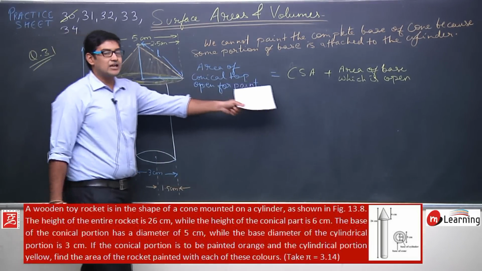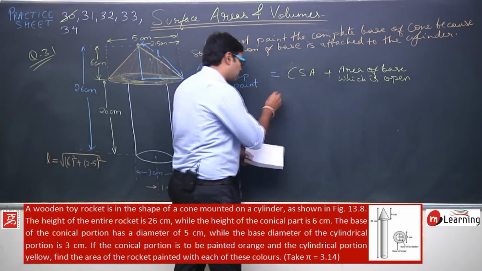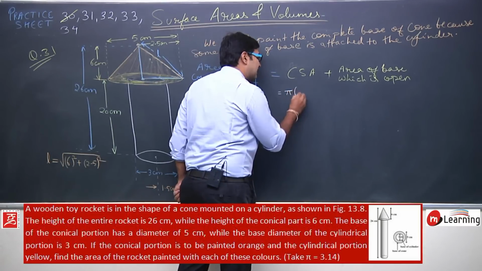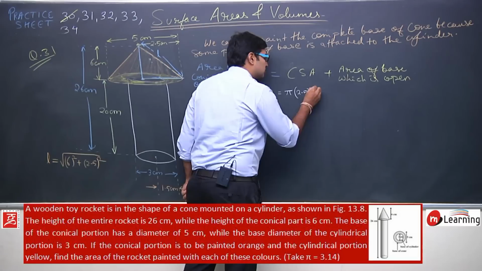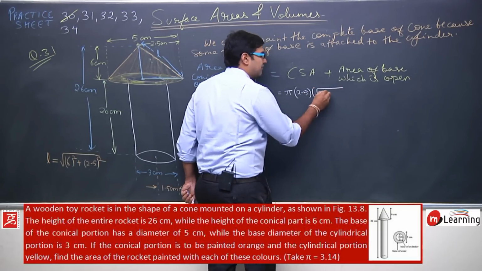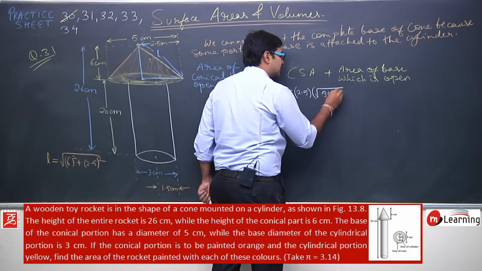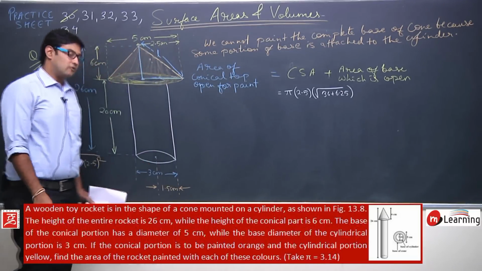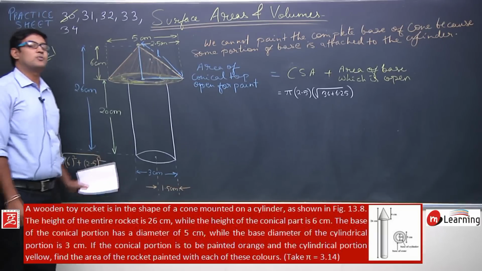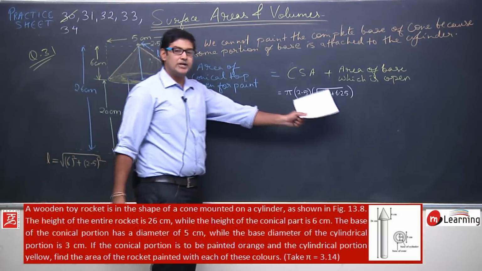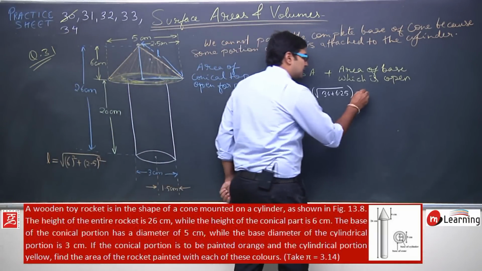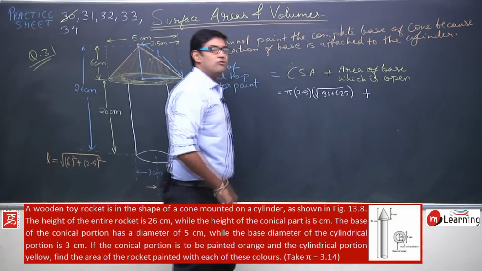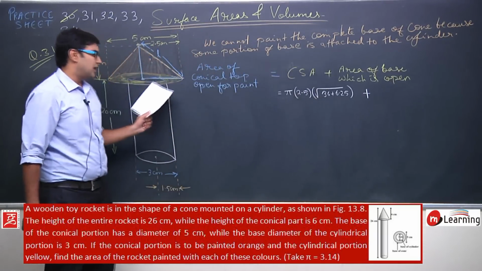So the curved surface area of this conical top is equal to pi into radius 2.5 into slant height. In place of slant height I will write square root of 36 plus 6.25, the square of 6 and then the square of 2.5. Now plus the area of the base which is open to the atmosphere.